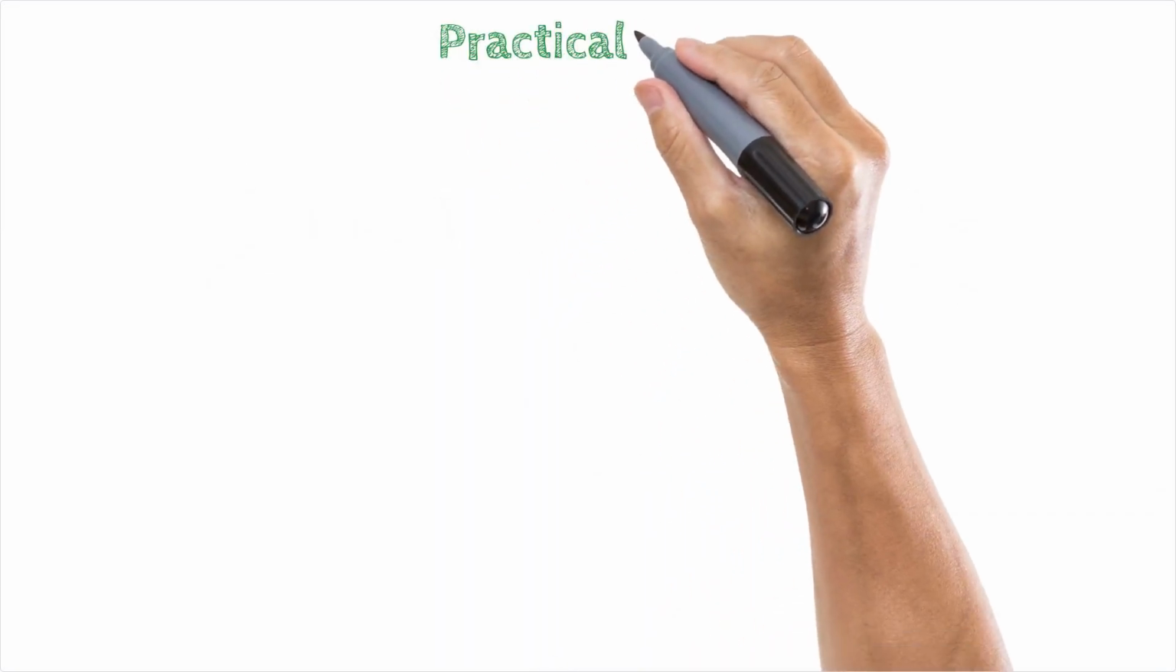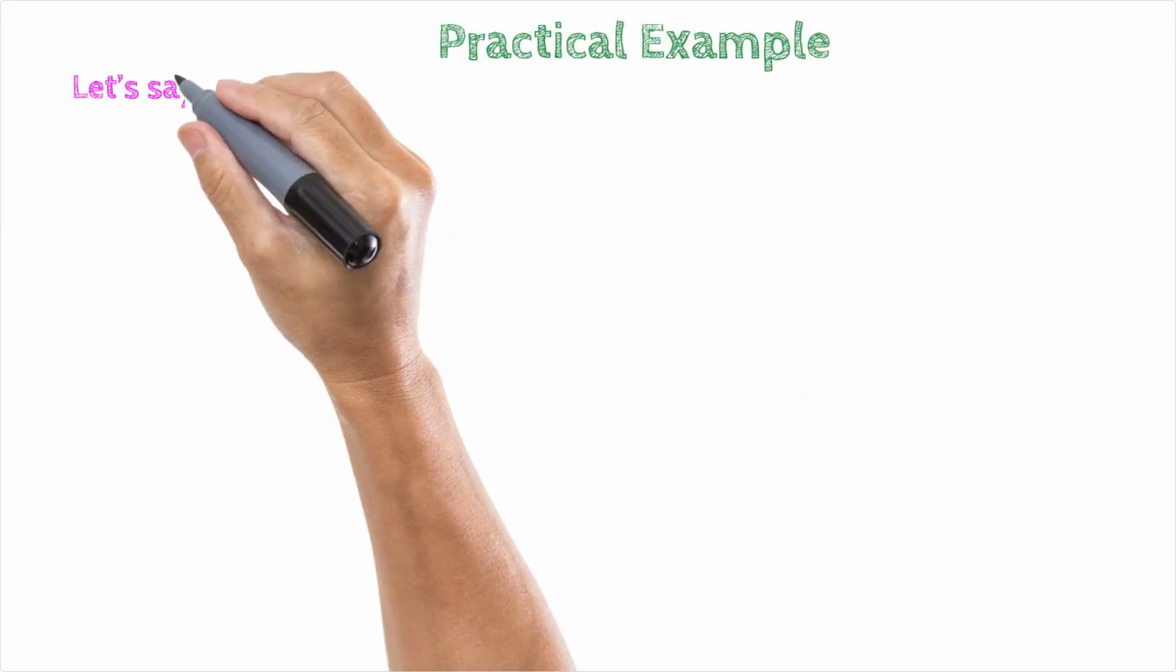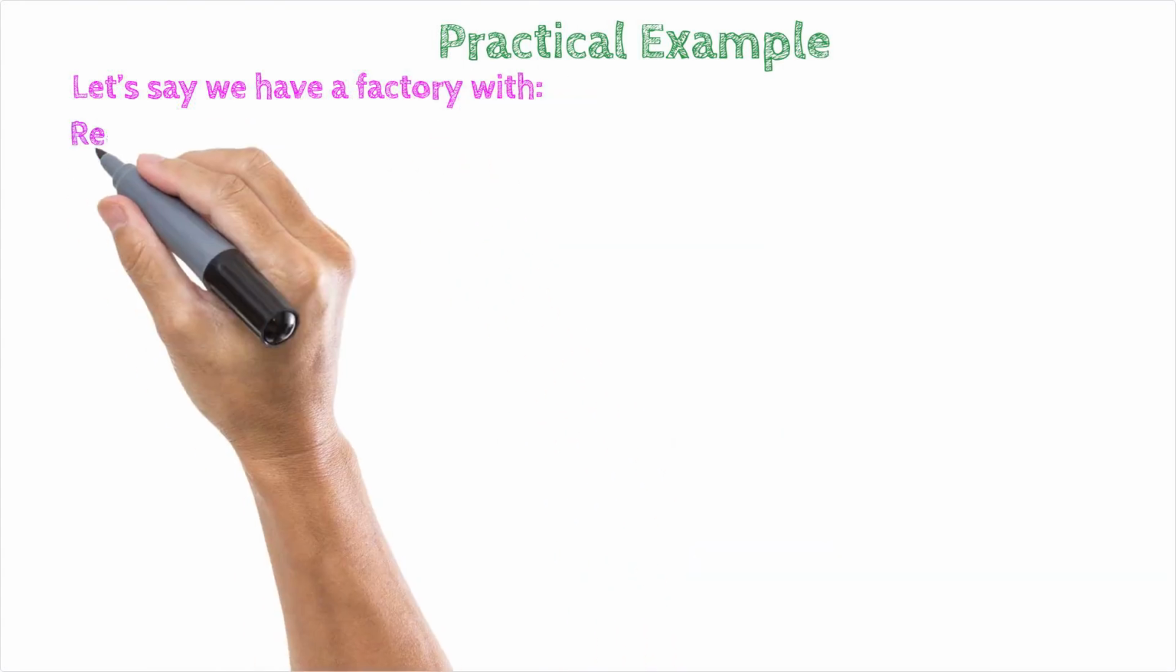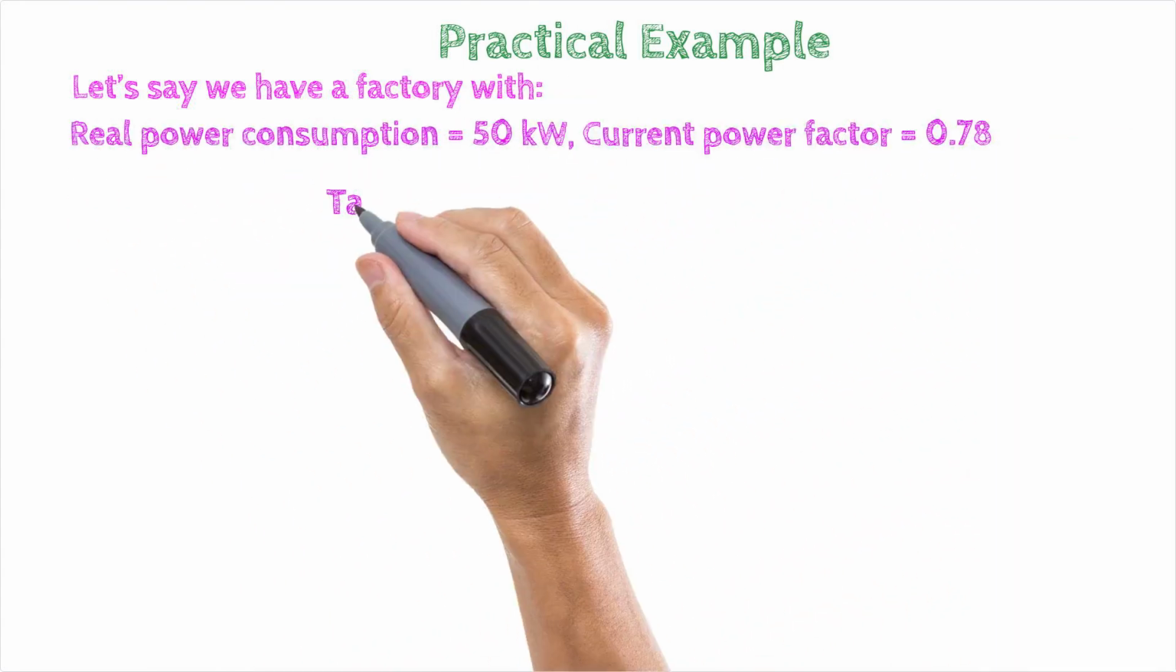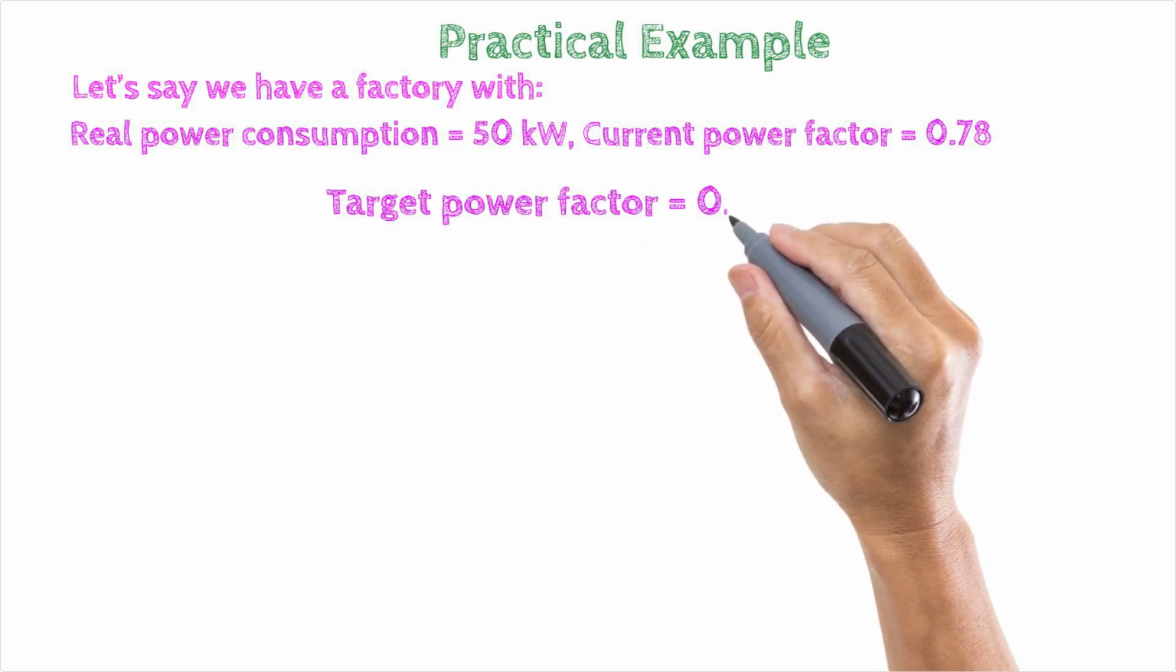Practical example, power factor correction calculation. Let's consider a factory with the following power details. Real power consumption, 50 kilowatts, current power factor, 0.78, target power factor, 0.96.